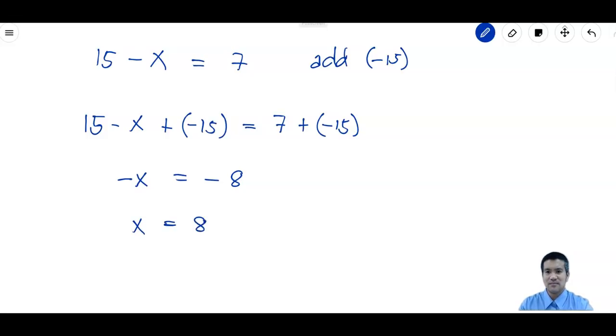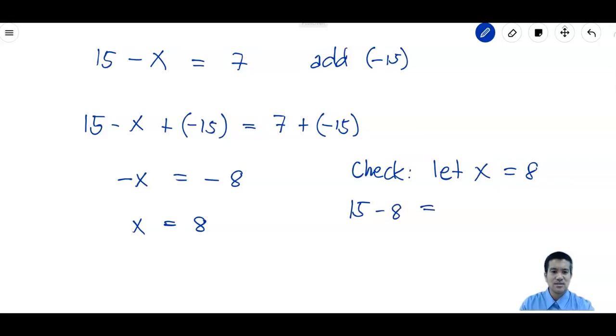So let's check if our answer is correct. To check, we have the value of x equals 8. So therefore 15 minus 8 equals 7. So therefore we will have 7 equals 7.